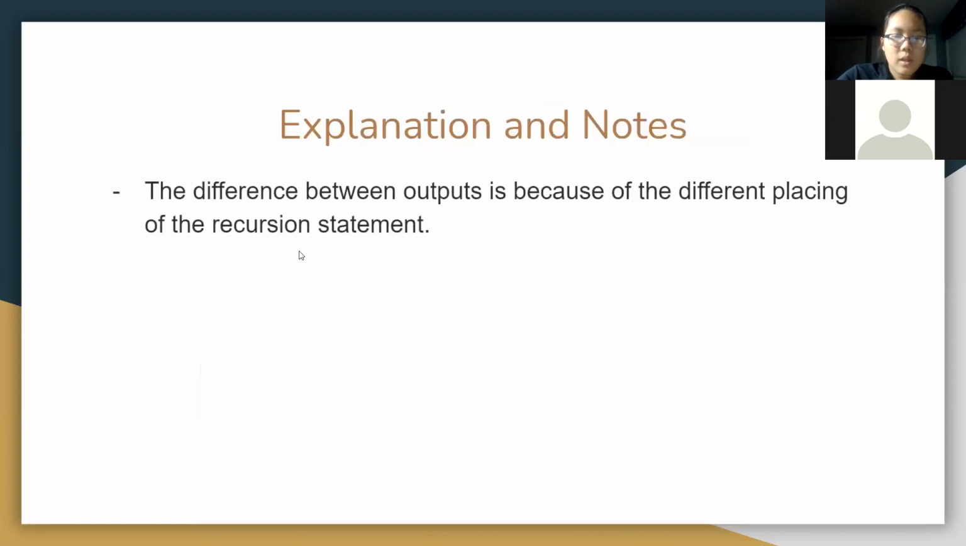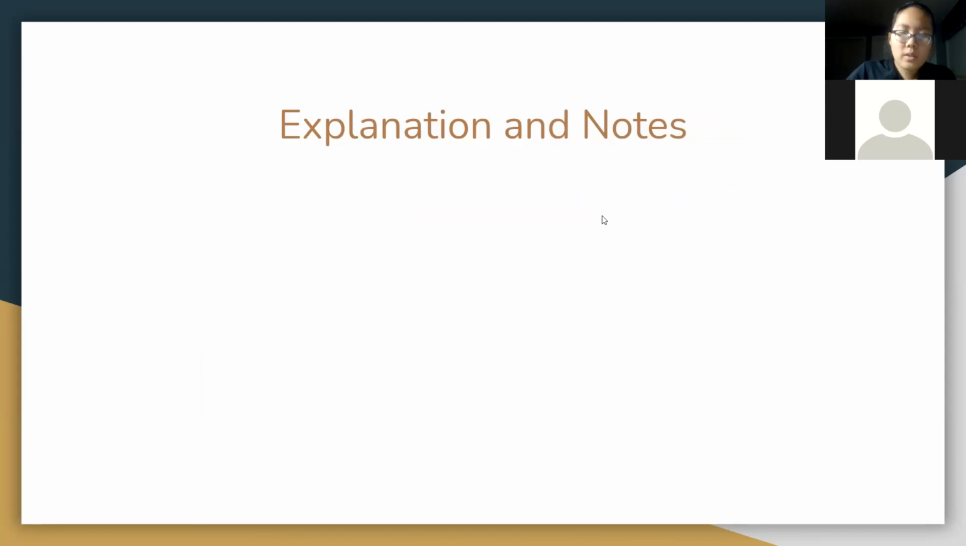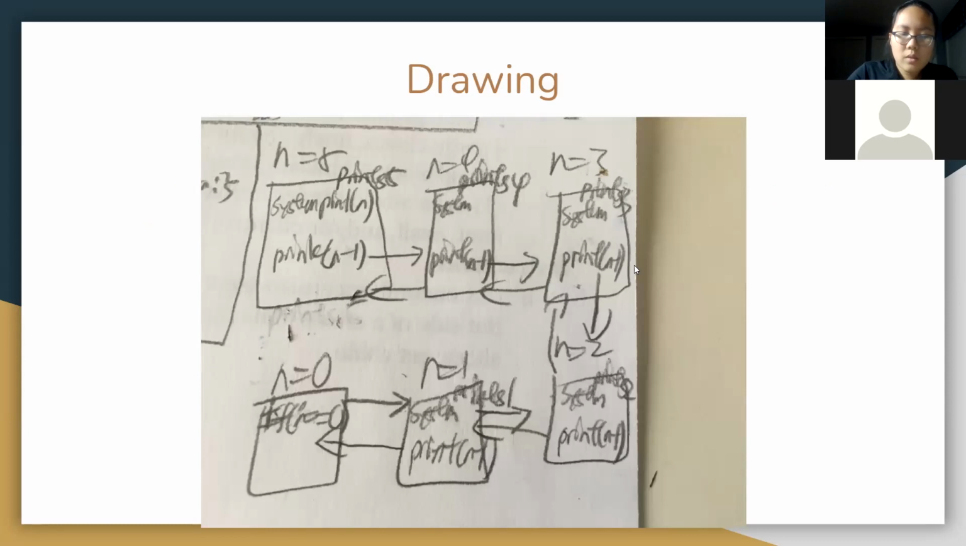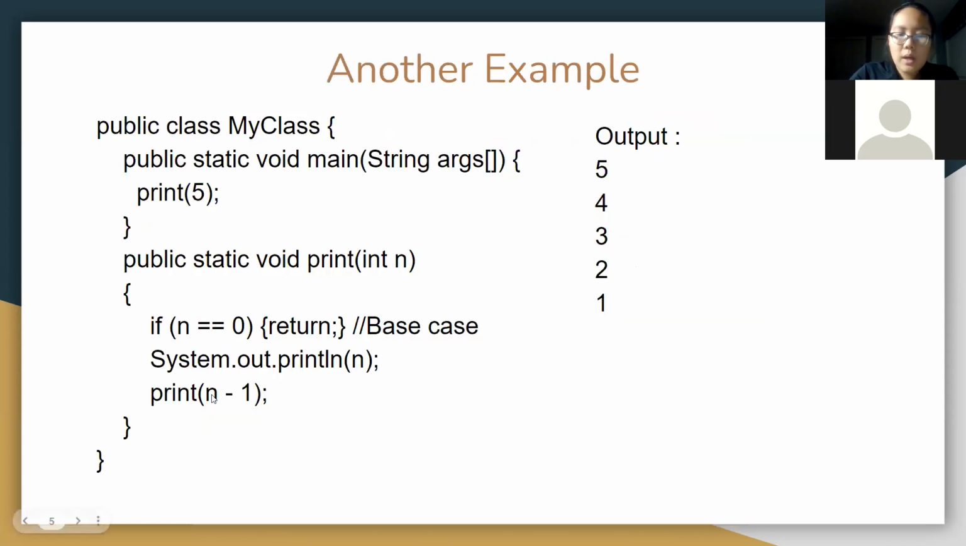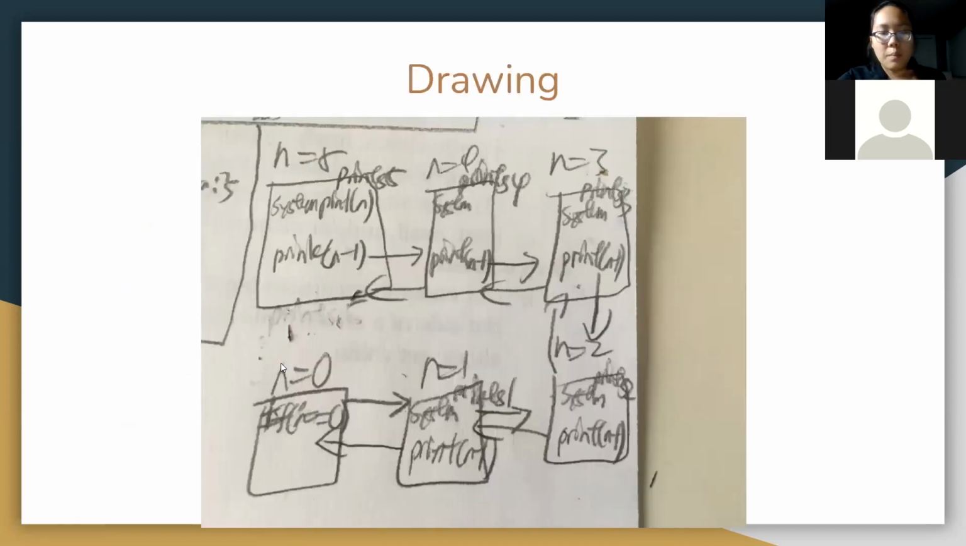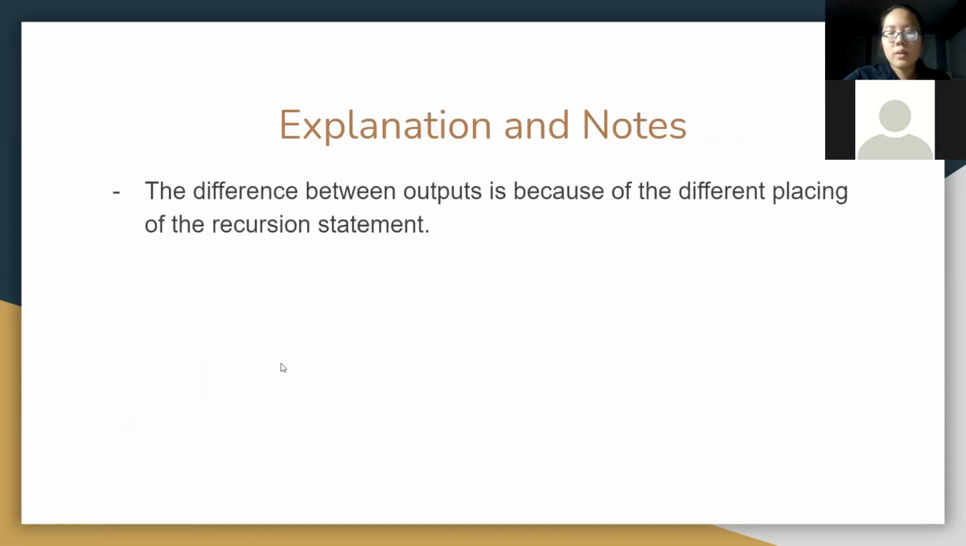So some general notes. Again, the difference between outputs is because we placed the recursion statement differently. By recursion statement, I just mean this method call right here, the one that's continuously calling itself. We placed it differently, so that's the reason why there's a difference.